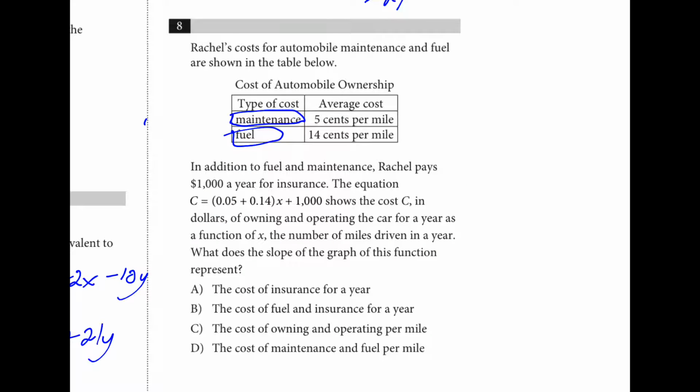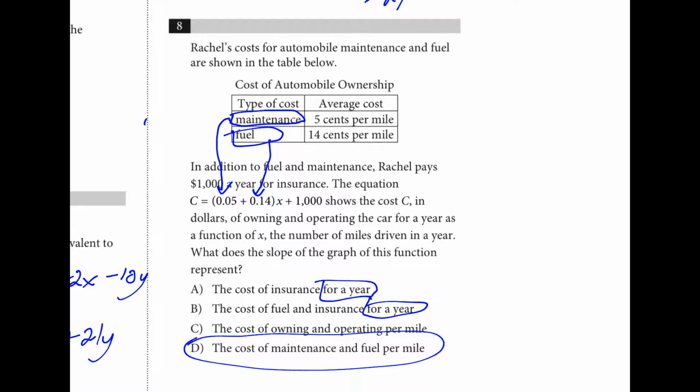So in number 8, this formula comes from maintenance plus fuel per mile, and then plus the insurance. So the slope is maintenance and fuel put together per mile. We should know that for a year is a one-time cost. We can rule out A and B. It has to be something per mile.